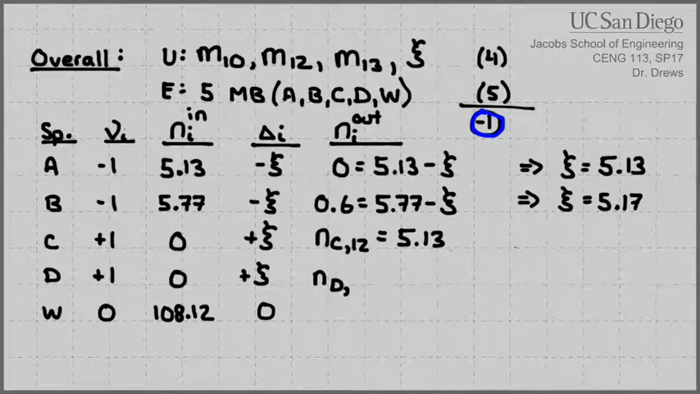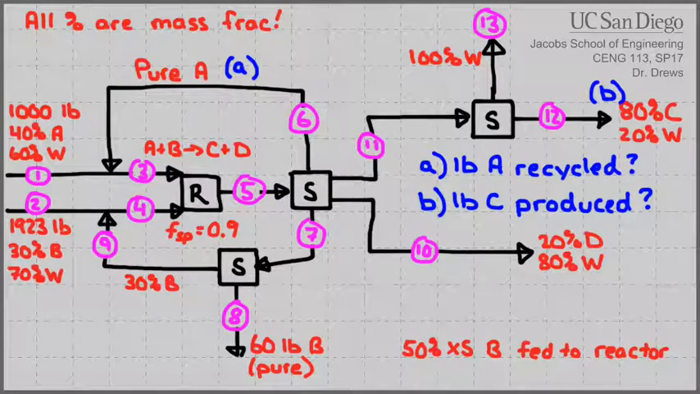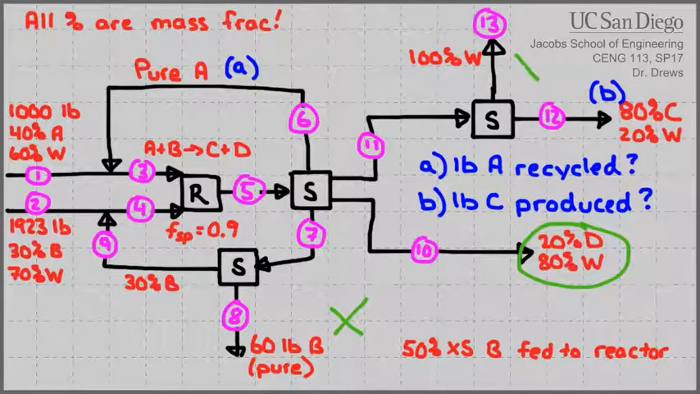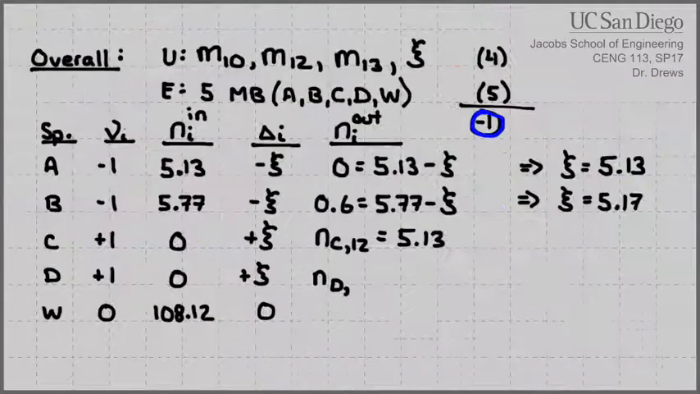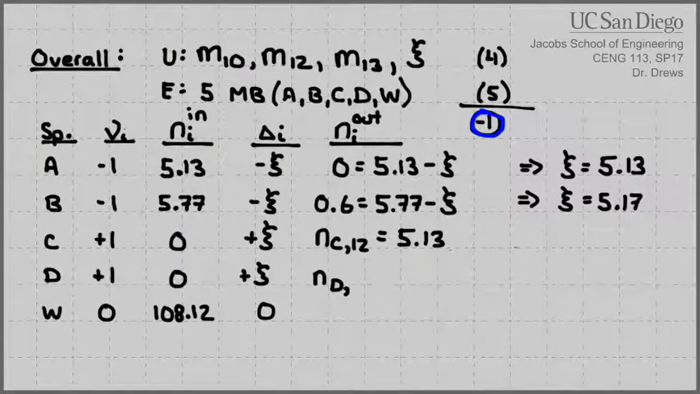Similarly, the moles of D, let's see, those are coming out only in stream 10, right? We've got a little bit of D coming out here, but there's no D in either 8, 13, or 12. So we're not worried about those, so we have the moles of D in stream 10 also has to be equal to squiggle, which is 5.13.